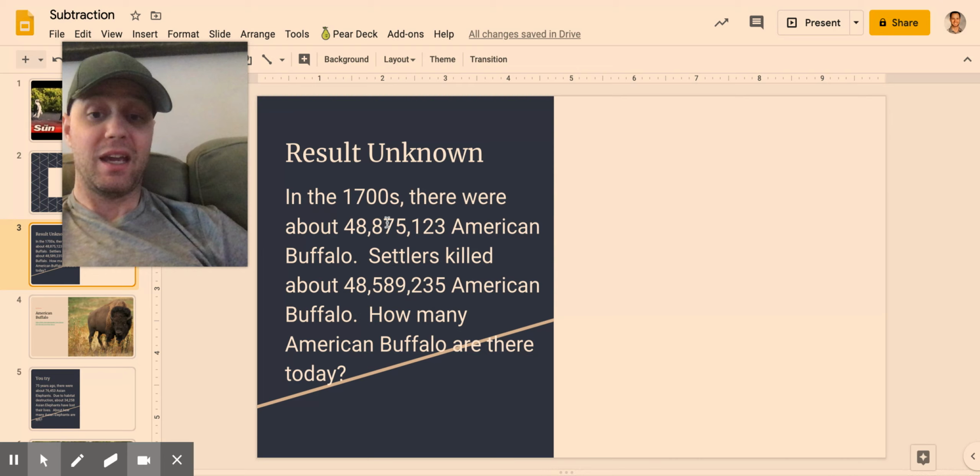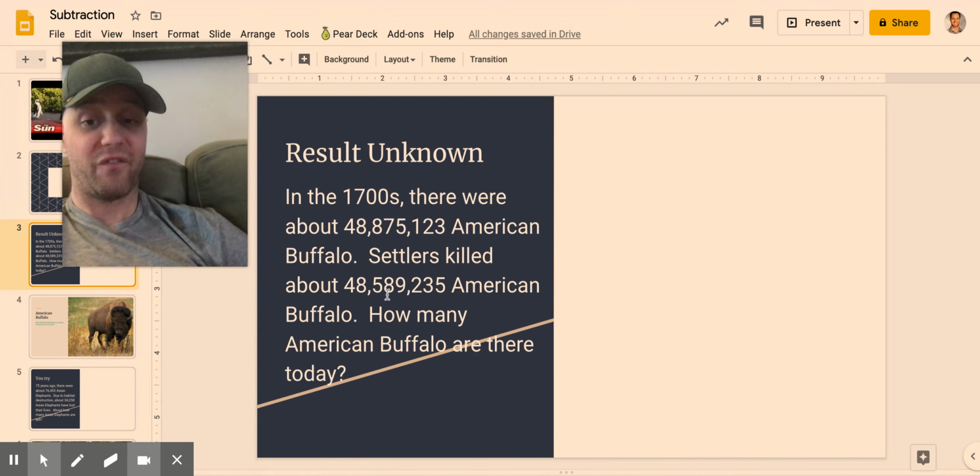For example, in the 1700s, there were about 48,875,123 American buffalo. Settlers killed about 48,589,235 American buffalo. About. These are approximates; I made it exact, but it's really about. How many American buffalo are there today? This is how many they started off with. This is how many got killed. What do you think? All right, here's how many they started off with. Here's how many are not around anymore.